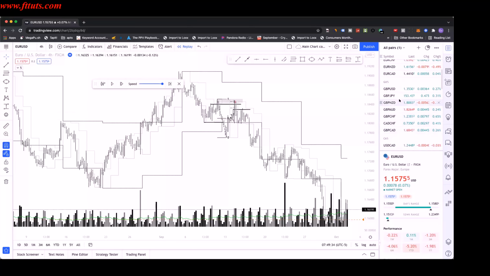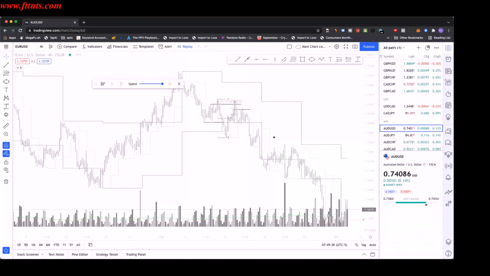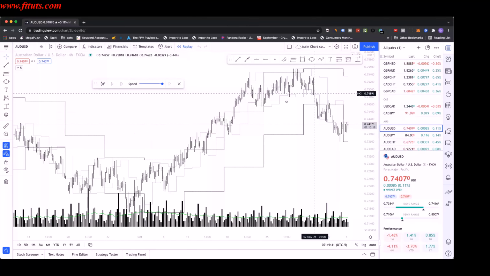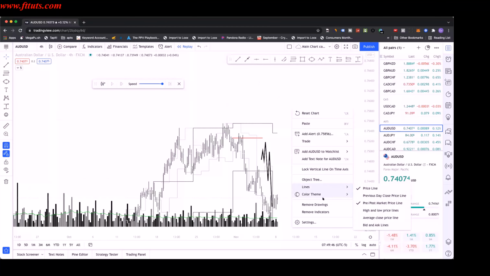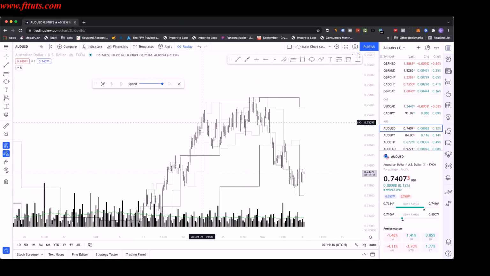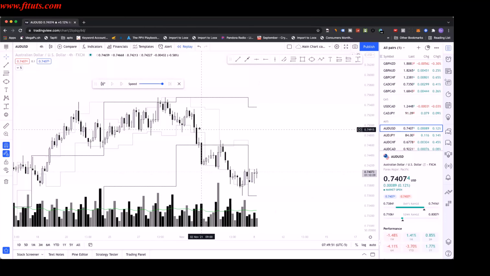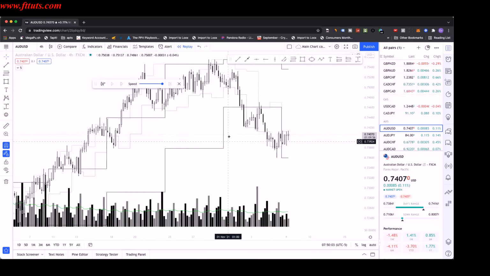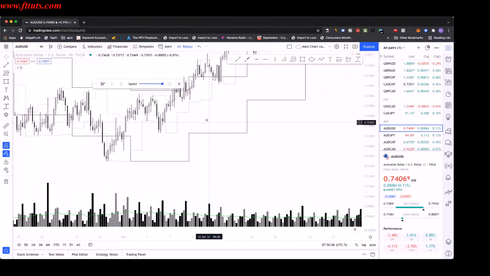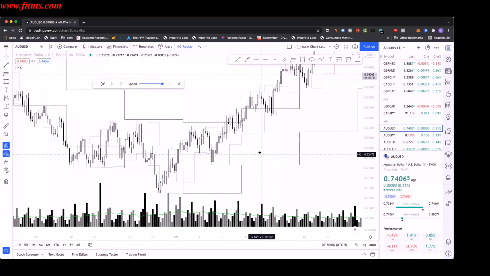Let's look at, I don't know, some random pair like AUD USD. Remove these drawings. Let's see if we find some type of engulfing pattern here. Don't really like this, it doesn't look clean. I don't really trade this pair, very rarely do I trade AUD USD.